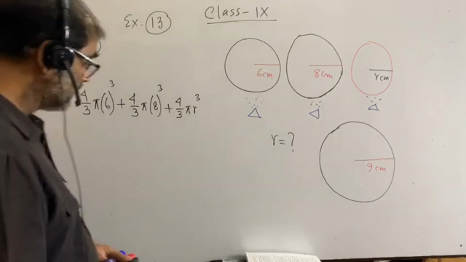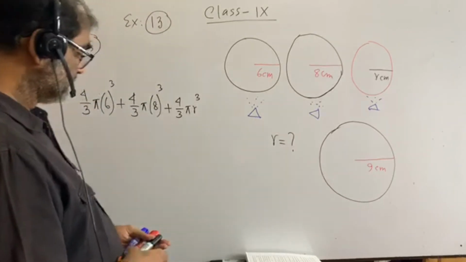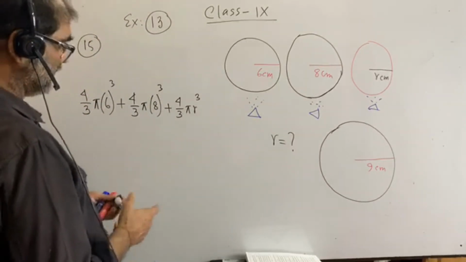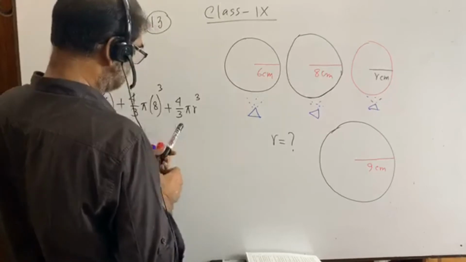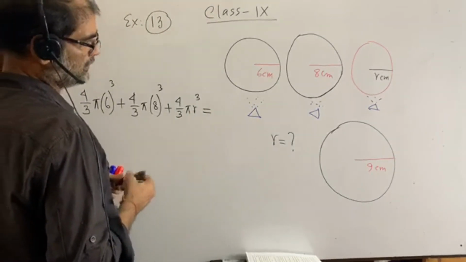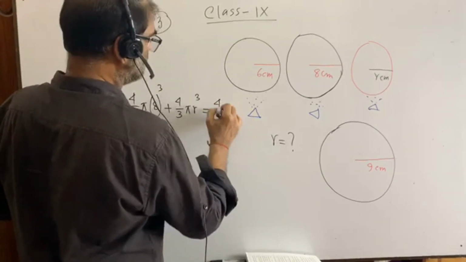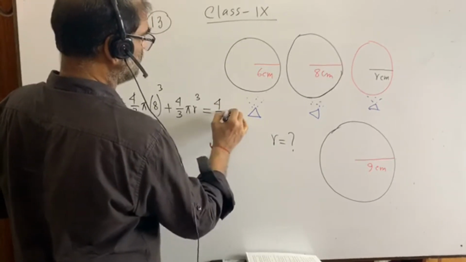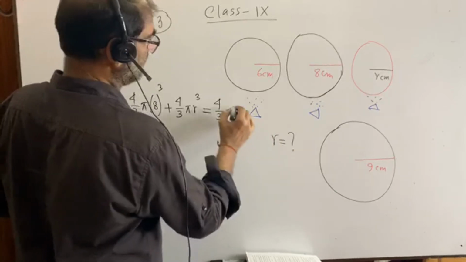Okay, now you see, this is equal to the volume of the new ball. What is the volume of the new ball? 4/3 pi 9 cube.